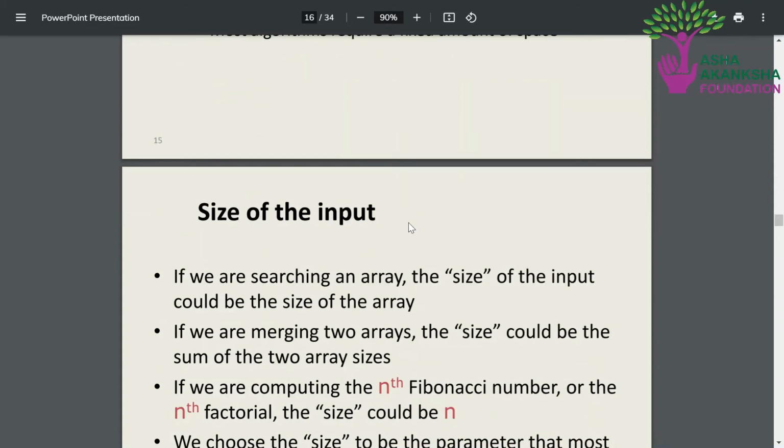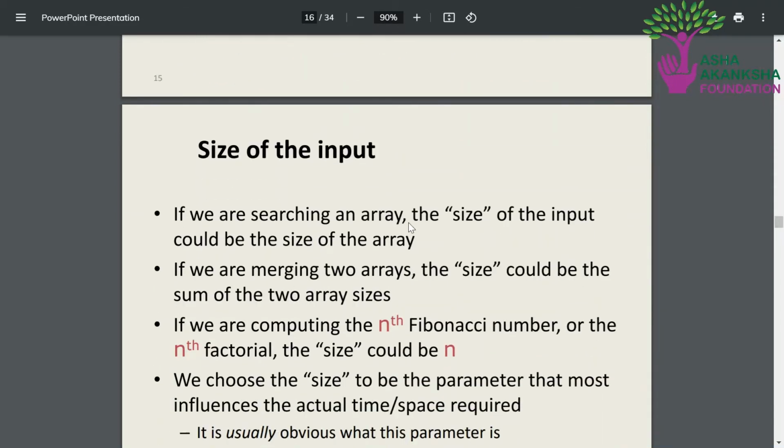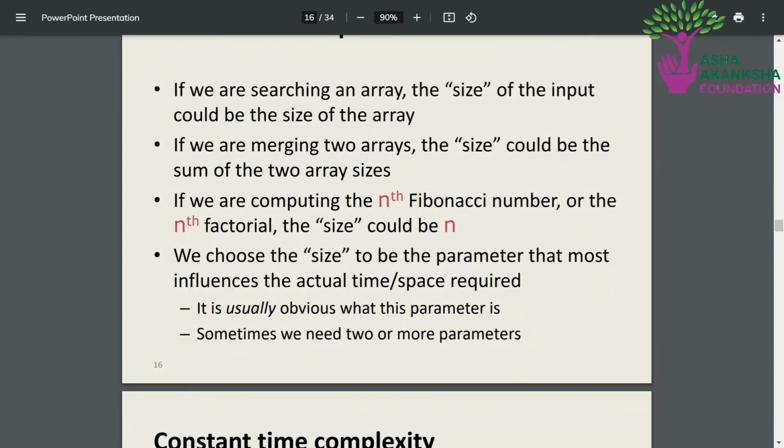So now we'll discuss what is the size of the input. Let's take an example where we are searching in an array: the size of the input will be the size of the array. If we are merging two arrays, the size will be the sum of the two array sizes. If we are computing the Fibonacci number or the nth factorial, the size would be n.